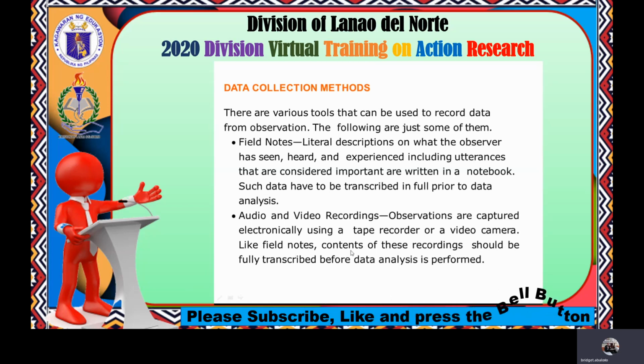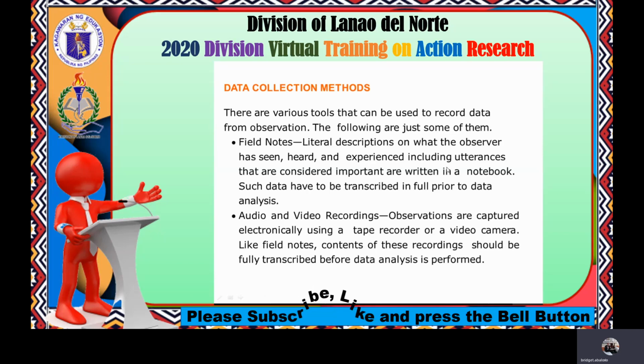Like field notes, contents of this recording should be fully transcribed. Again, it will be transcribed before data analysis is performed. Dili pwede itong the whole recording. Imong panguhaon ang mga important details or mga observations that are relevant to your study.